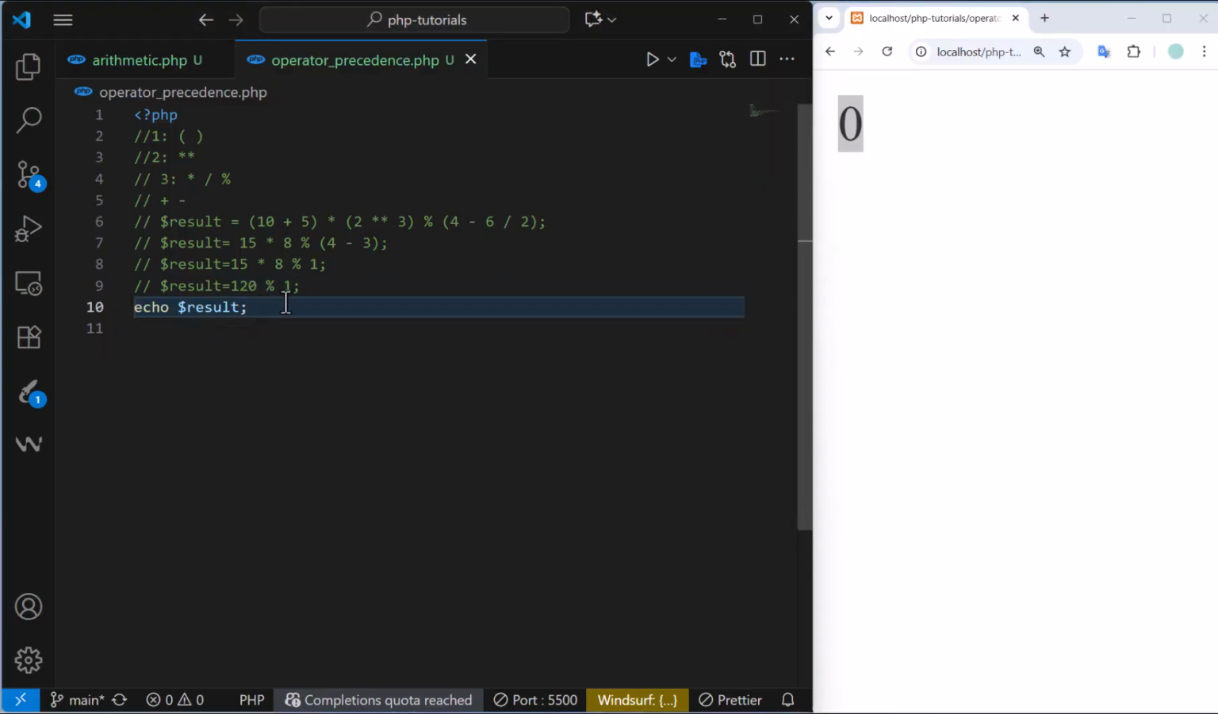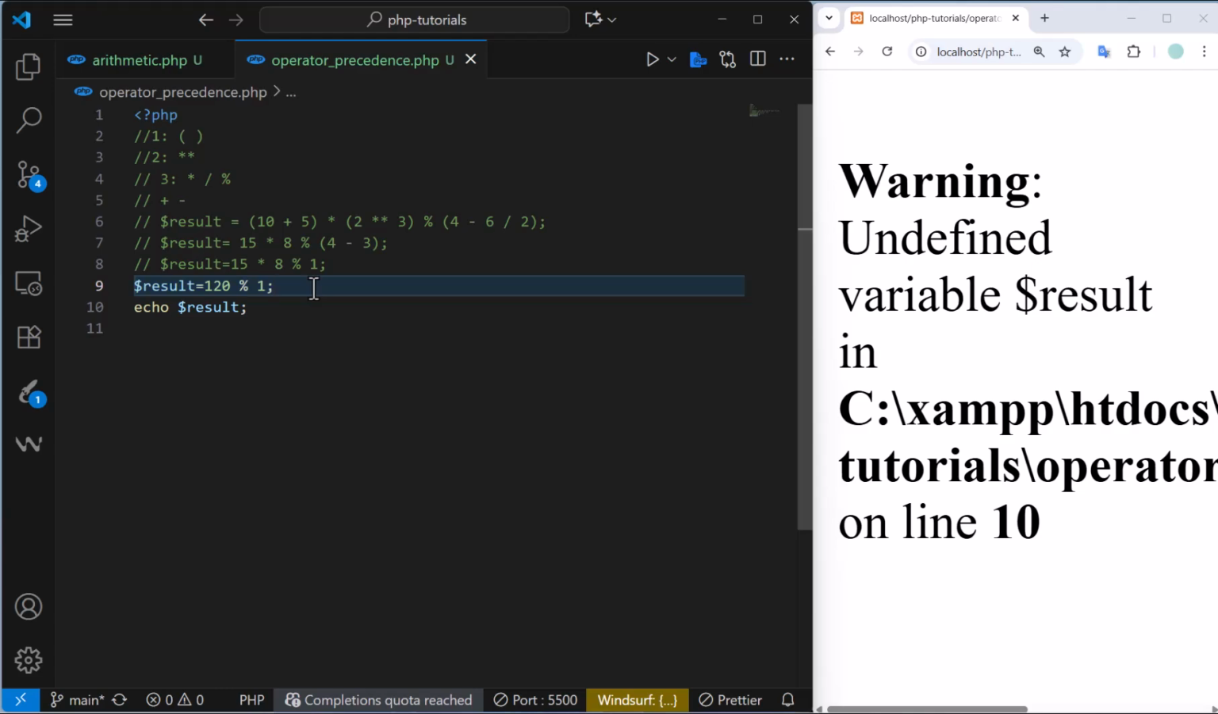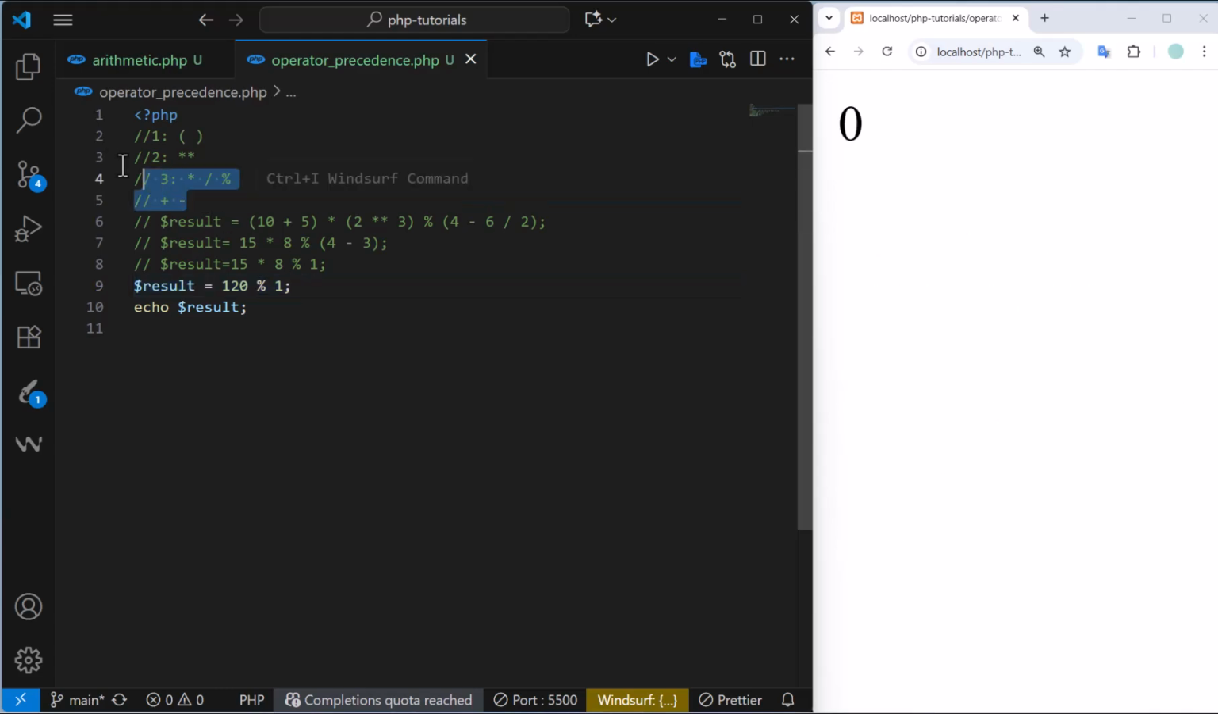So let's uncomment this. So that's how PHP solves our equation. First it will take care of parentheses, then the power, after that multiplication, division, or remainder, any of them that comes first, and finally the plus and minus.